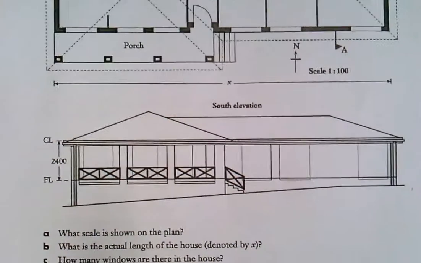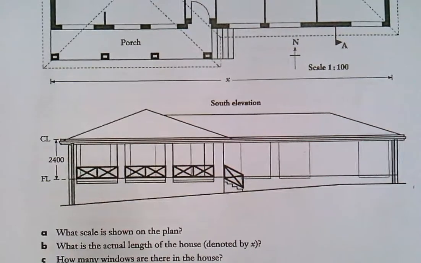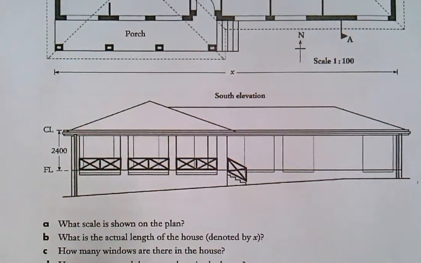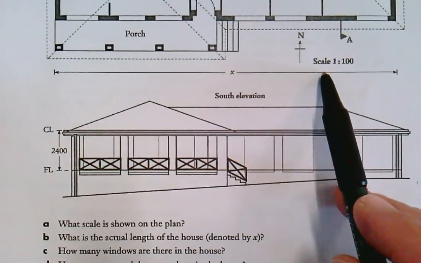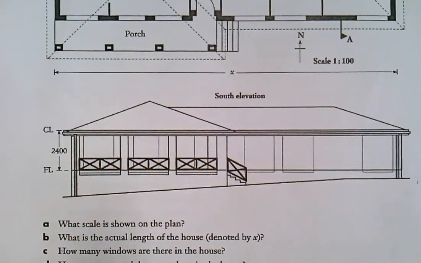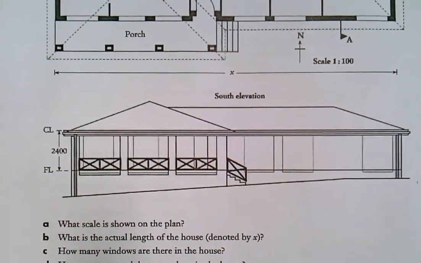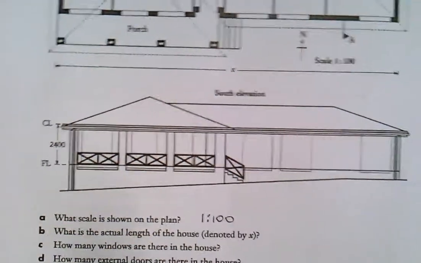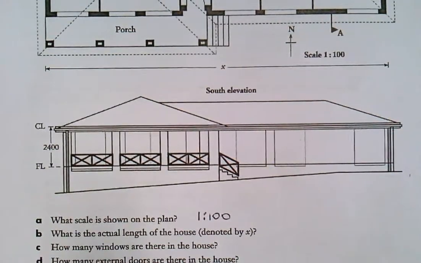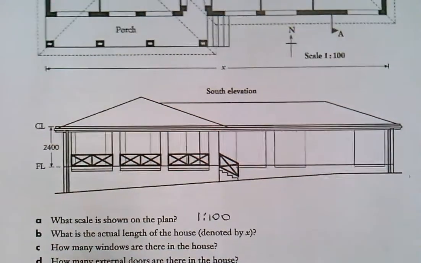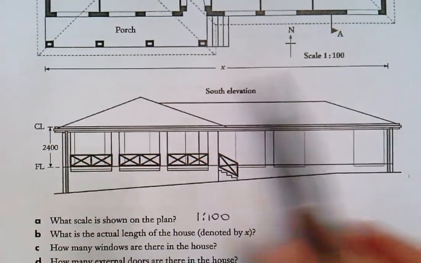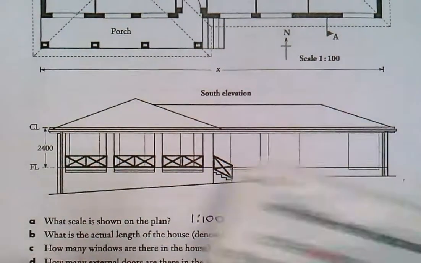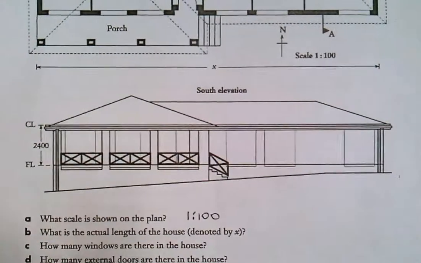All right, let's look at these questions. You should be able to do part A. What's the scale shown on the plan? The scale shown on the plan. 1 to 100. Meaning, what does that mean? That the drawing's 100 times smaller or the building is 100 times bigger than the drawing. What is the actual length of the house denoted by X?